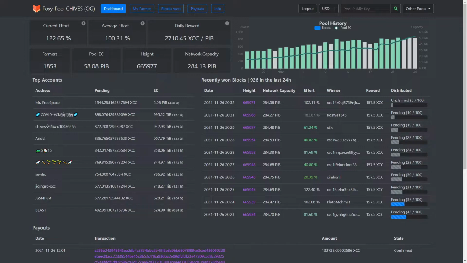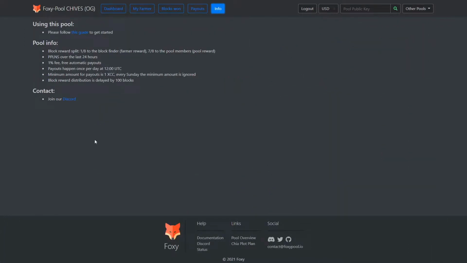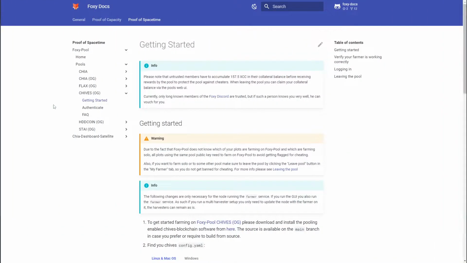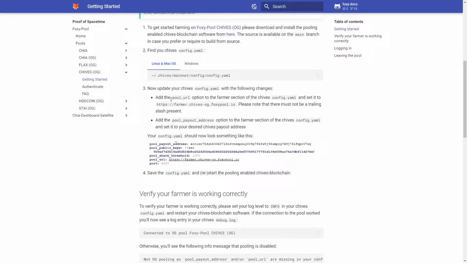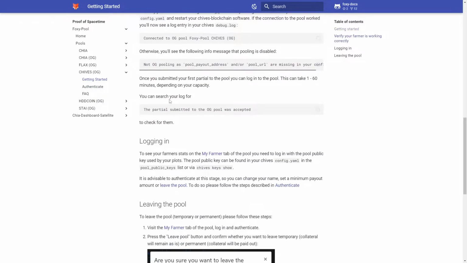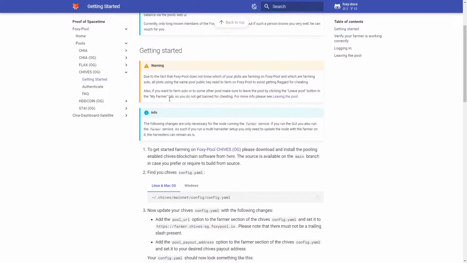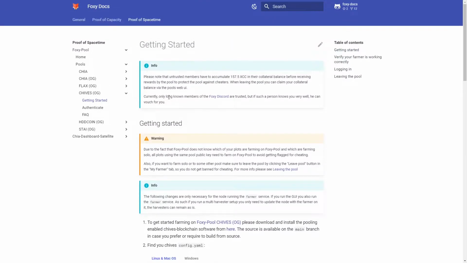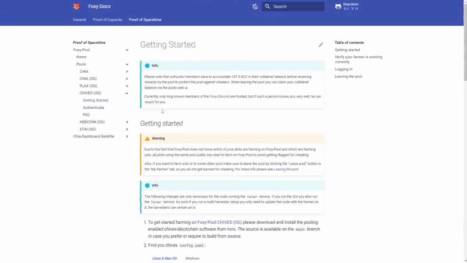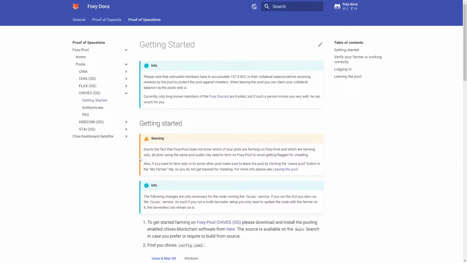The first one is, of course, where you can get the information to officially join the pool, and that is really easy. You only have to go to the foxy-pool and then go to the info, and here on the info they will have a small guide. This is their official guide. You only have to follow this step by step, and at the end you will have your farm connected to the pool and you start to farm. And then we will have the questions from here.